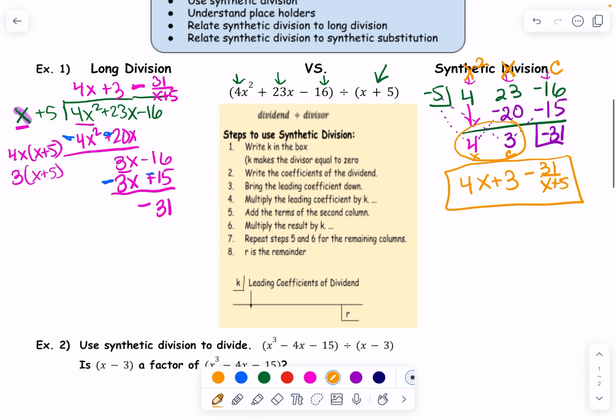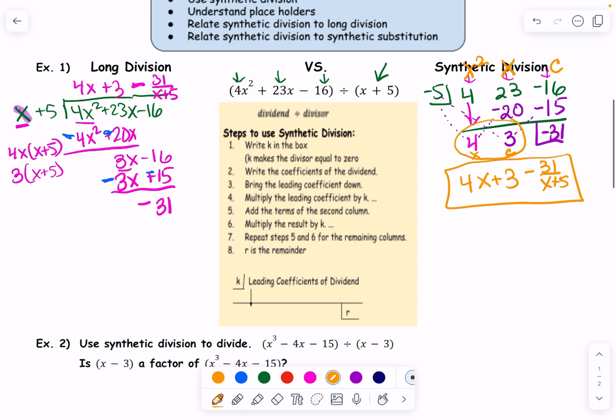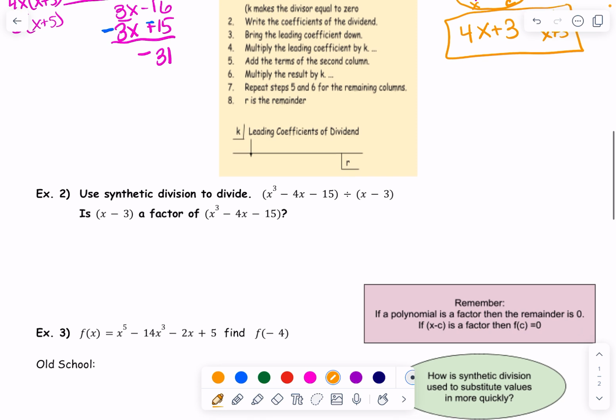So, by the way, let's go back here. We can see that x plus 5 was not a factor of 4x squared plus 23x minus 16 because it did not have a 0 for a remainder, right? Now, let's use synthetic division. It's basically the same thing, the same procedure. It's just what you put in the window is a little bit different. So if I want to find out if x minus 3 is a factor, I'm going to put a positive 3 in and see if I get a 0.